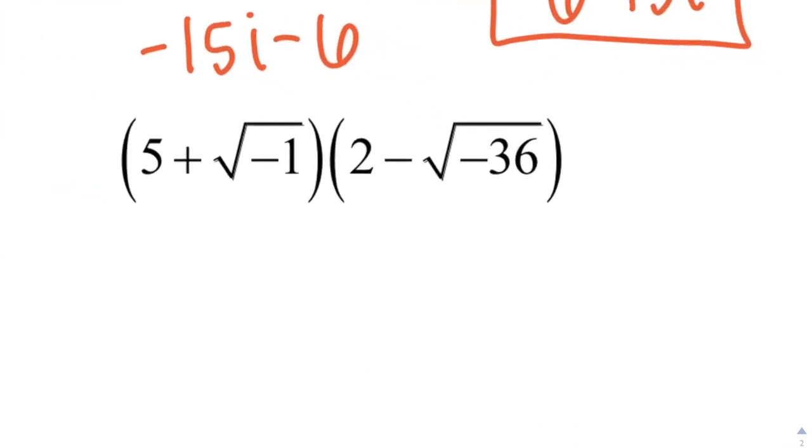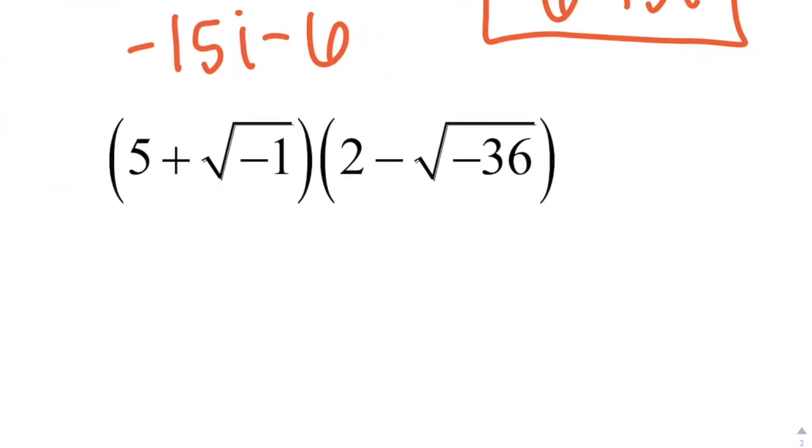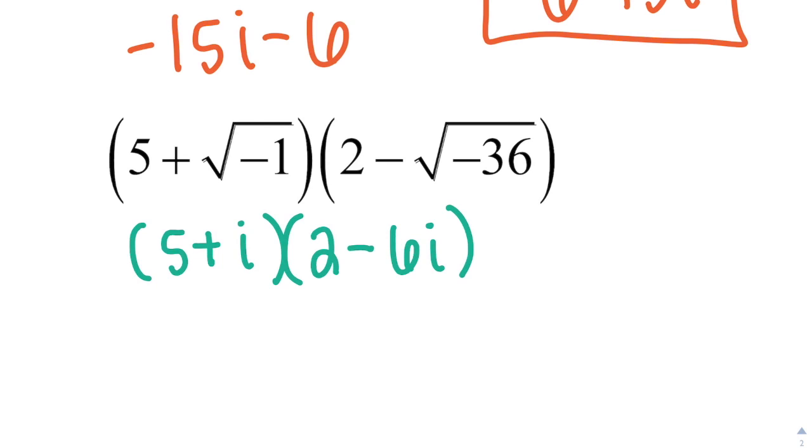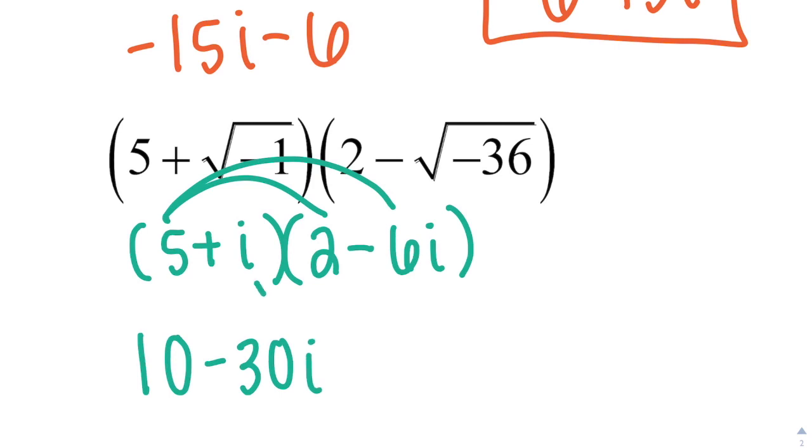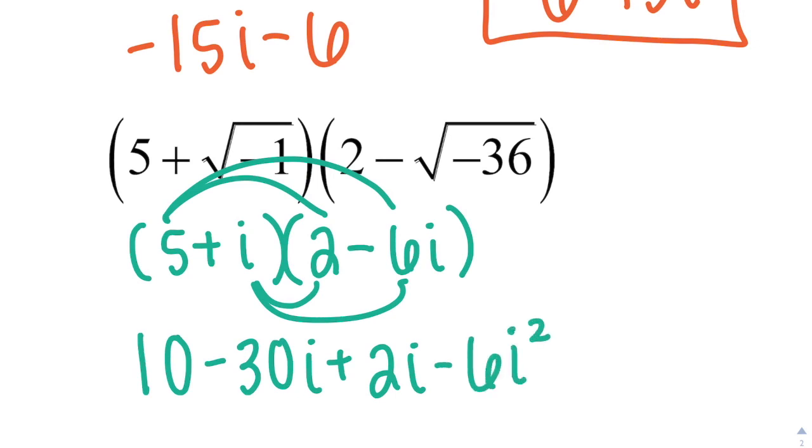Over here, the square root of negative 1, I'm going to rewrite that as just i. So I have 5 plus i times 2 minus the square root of negative 36, which is 6i. And now I'm going to go through and start distributing. So 5 times 2 is 10. 5 times negative 6i is going to be negative 30i. i times 2 is positive 2i. And i times negative 6i is negative 6i squared.